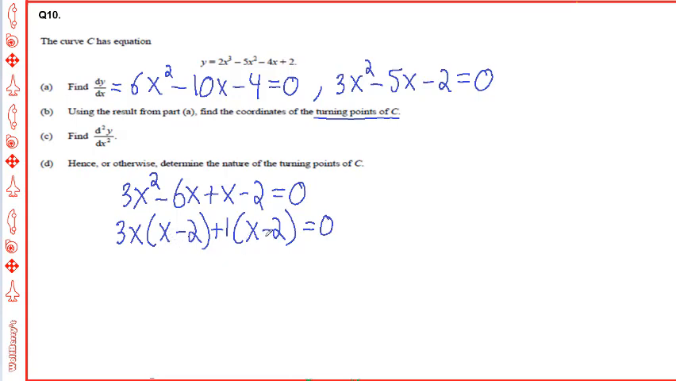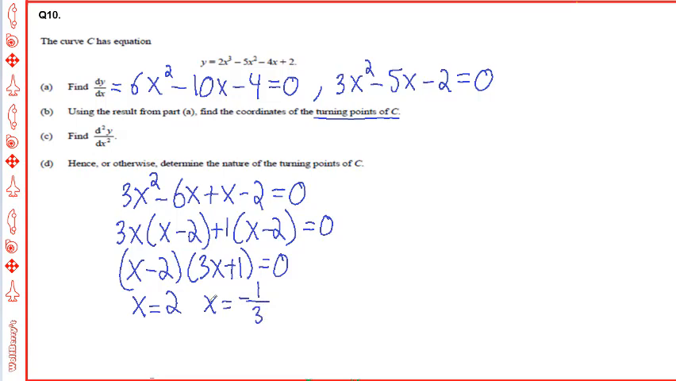Then take one of these brackets, they're both the same anyway, always are, x minus 2, and take the remainder, 3x plus 1 is equal to 0. We've factorized. So the coordinates of the turning points are either x minus 2 equals 0, so x equals 2, or 3x plus 1 equals 0. Rearrange it, it becomes x is minus 1 over 3. These are the two x values of the stationary points. Plug these two back into your equation to find the other 2 values.